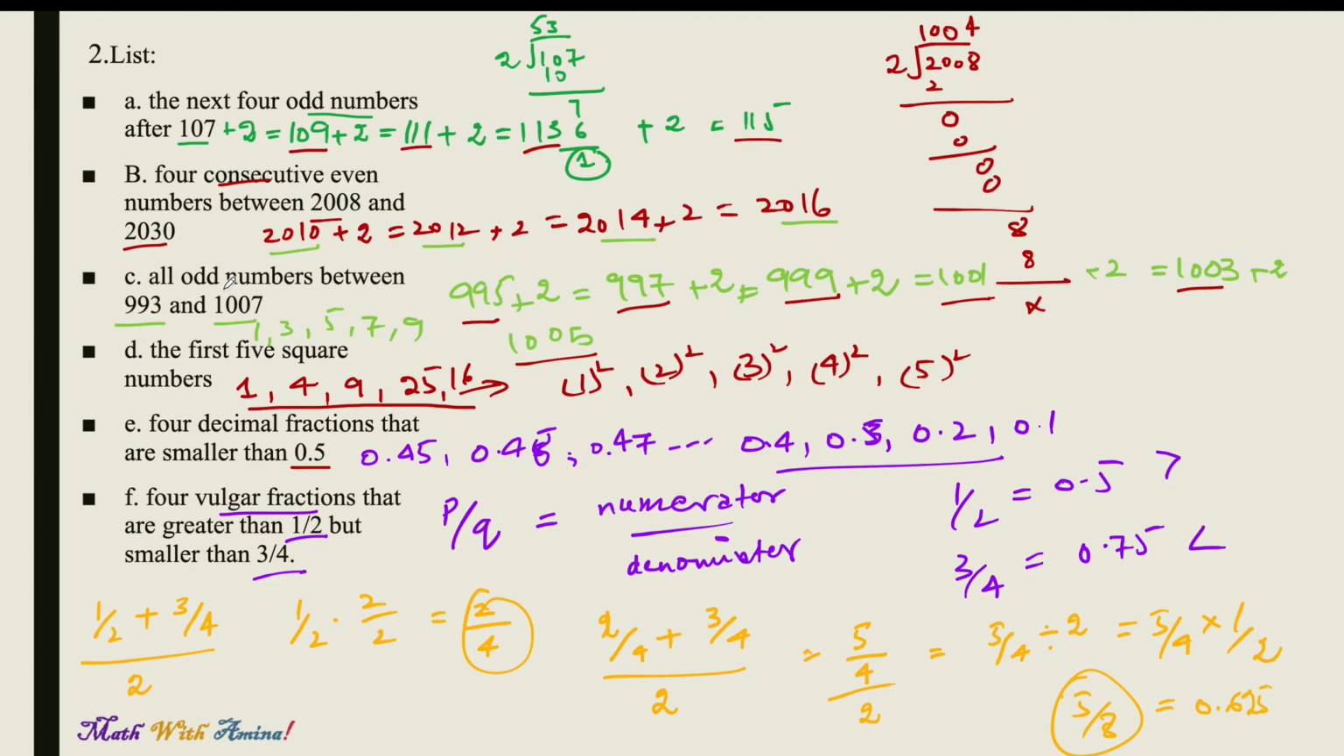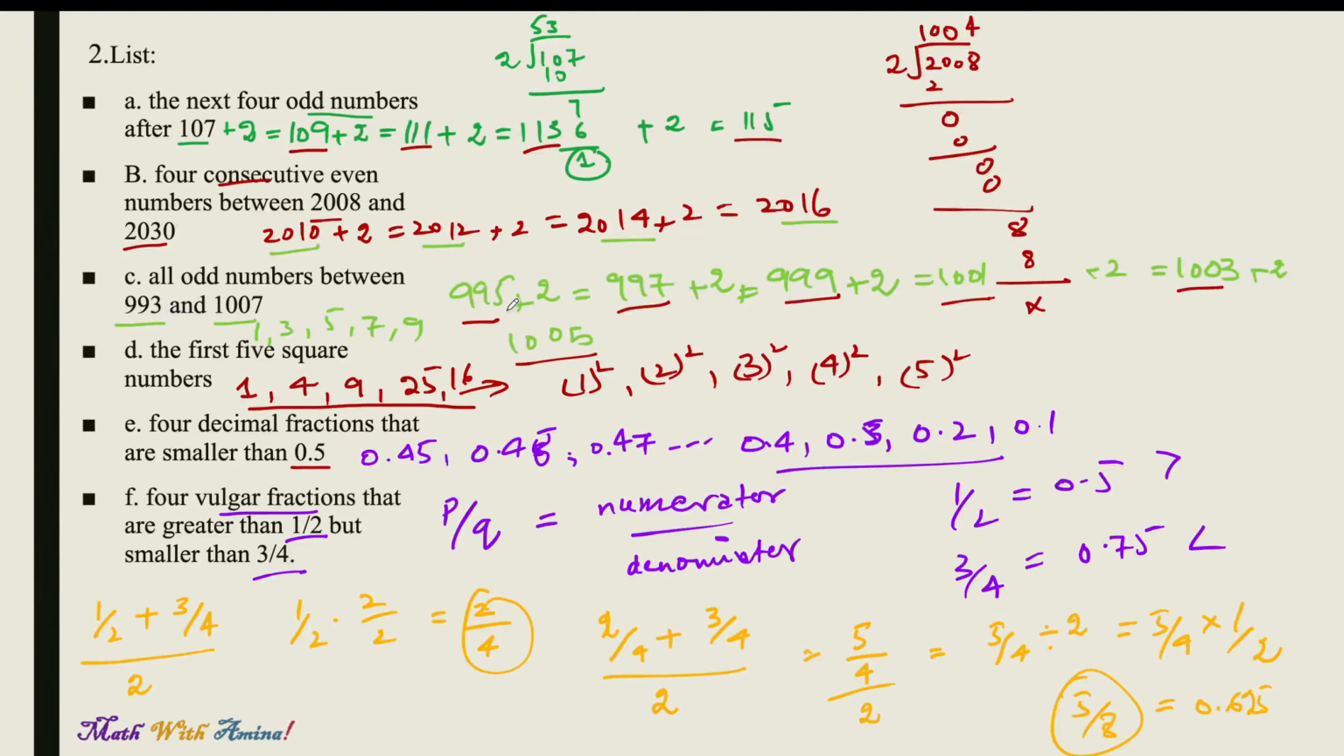The third part asks for all odd numbers which are between 993 and 1007. One of the identification points of the odd numbers is that they always end in 1, 3, 5, 7, 9. So 993 and 1007 being the odd numbers themselves, again we are going to implement the same rule. In order to find the other odd numbers, we have to start with the first one given to us by adding 2 integers.